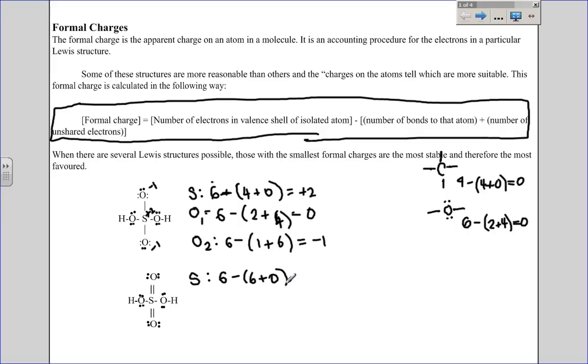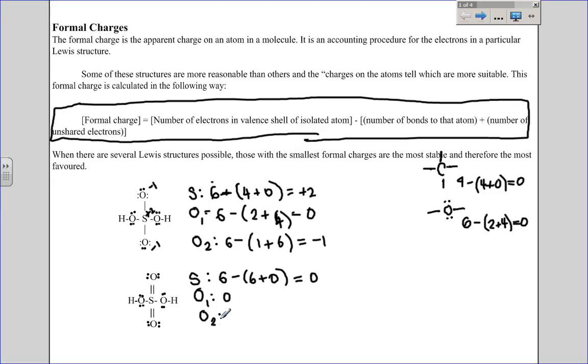And again, no valence electrons. So already we can see that when we have this Lewis structure with 2 double bonds and 2 single bonds to the sulfur, which has come from an expanded octet, there's a formal charge of 0 on the sulfur. Our O1s have not changed. They're the same, so they're still going to have a formal charge of 0.